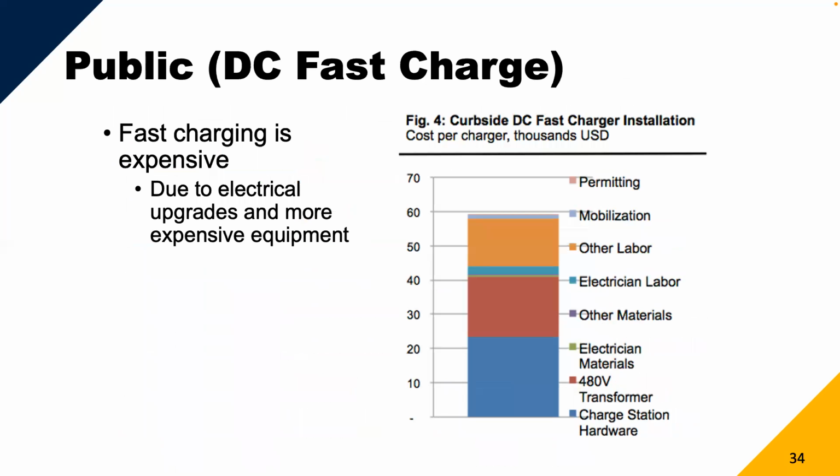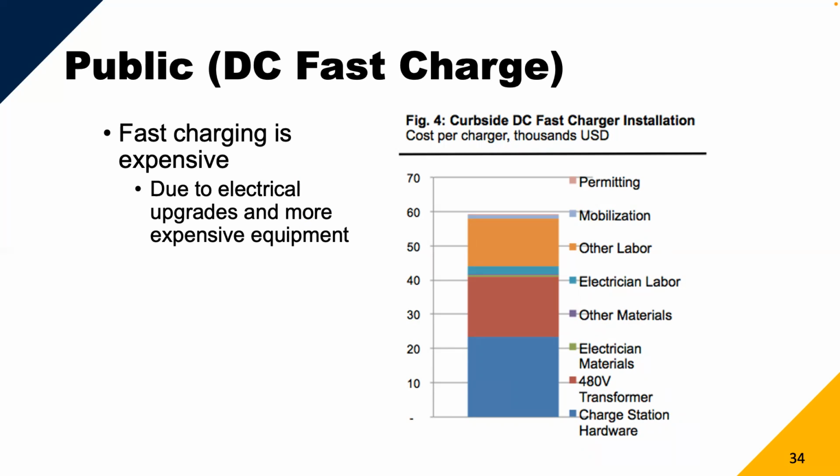DC fast chargers, way more expensive. So we're talking about really sort of high voltages, right? And that requires oftentimes a lot more electrical equipment. So you need a sort of transformer as well to get up to your 400, 480 volts. And so that's going to contribute a lot in terms of expenses.